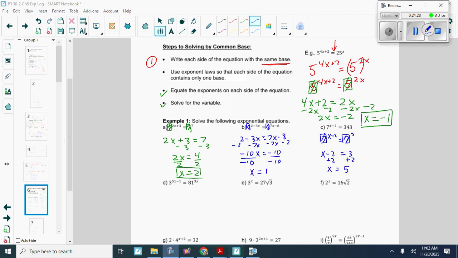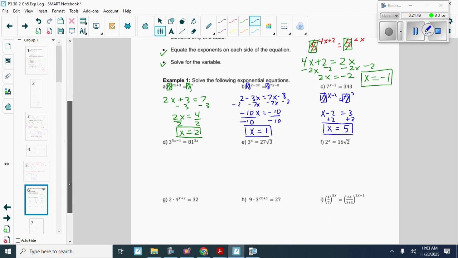Let's continue on. So we put up the solutions for the next two. Check your answers. So the first thing that you need to do is make sure that we have the same bases. And then you're solving for your x. So we have x is equal to 1 and x is equal to 5.